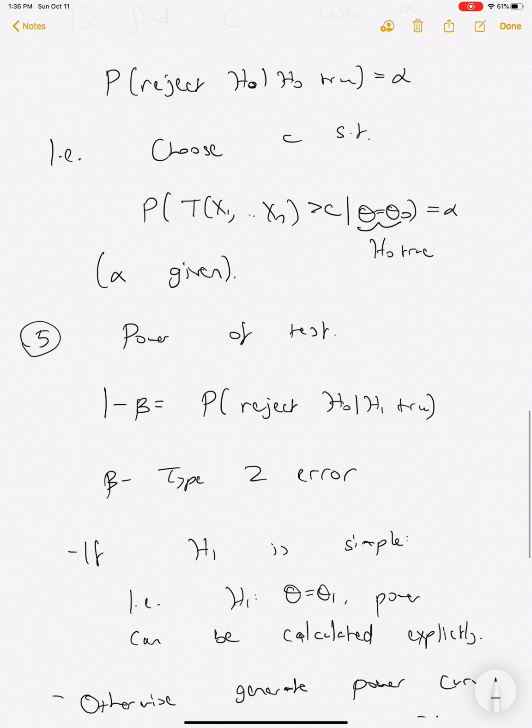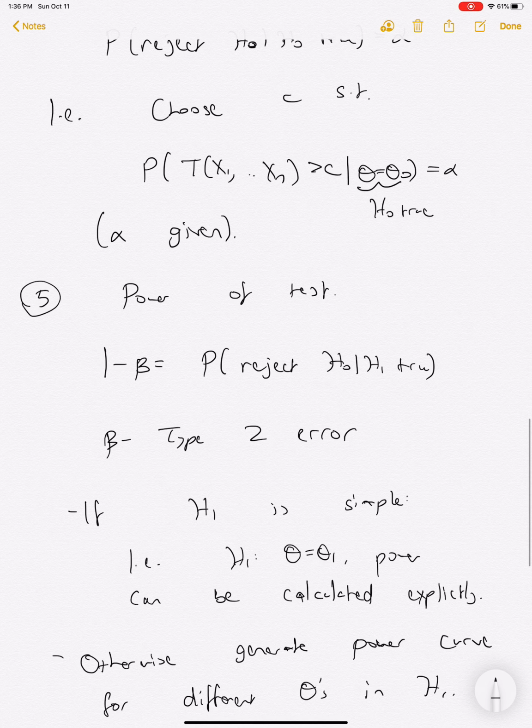And then the final concept that we talked about in the last 10 minutes of the previous lecture was this notion of the power of a test. We use beta to denote the type 2 error. So the power, we want that to be high. More powerful is better. And so 1 minus beta is the probability that you reject H naught given that H1 is true. So if H1 is true, you'd ideally want to reject H naught. So you want that to be a big number.